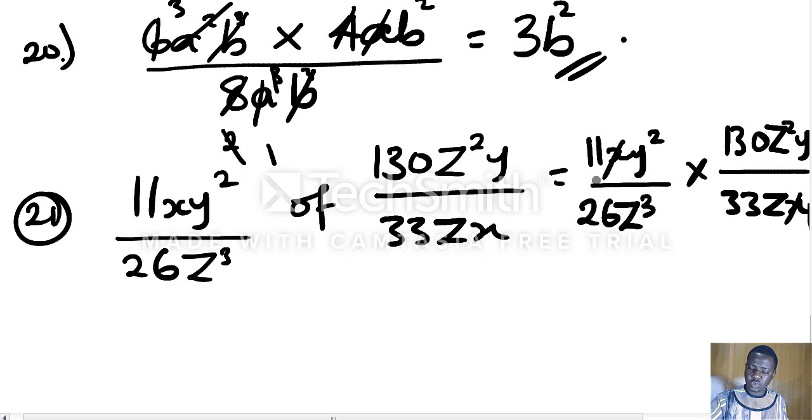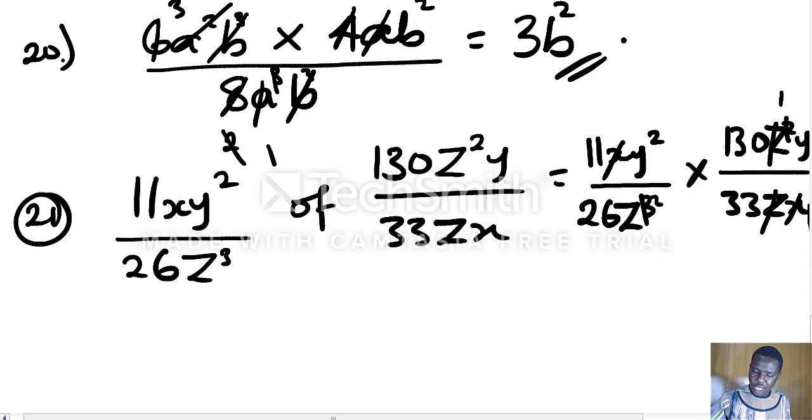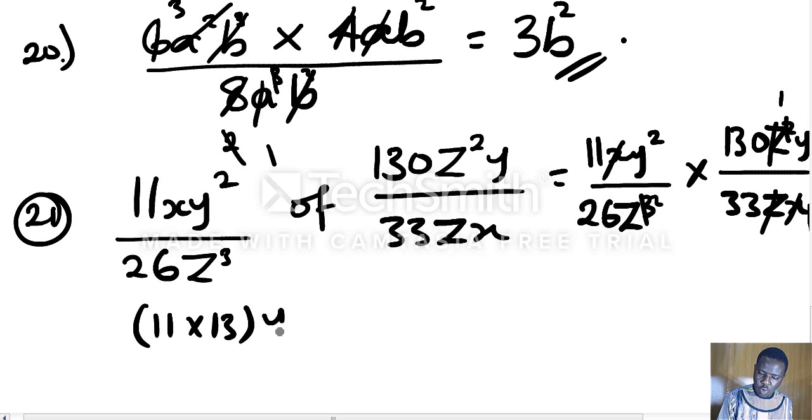X will cancel x. This is z and this is z squared. So this z will cancel one of this, leaving us with 1. So this will cancel one of this, leaving us with 2. So that our answer now becomes, I'll now multiply 11 times 13 into y cubed.